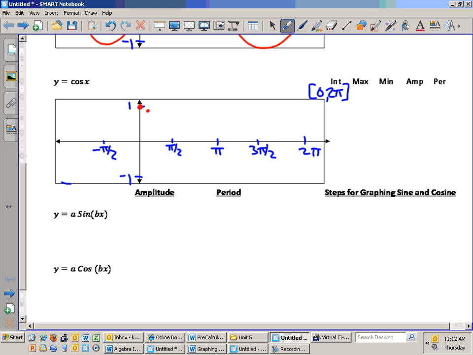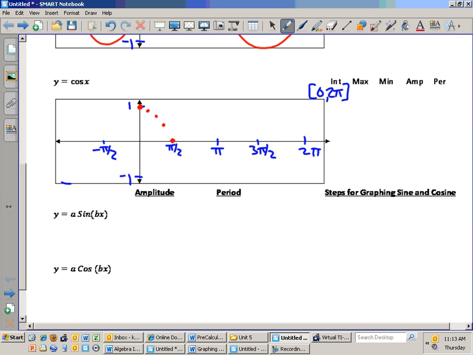What's the x value at pi over 4? Square root of 2 over 2, or 0.707. What is the x value at pi over 3? 1/2. And what is the x value at pi over 2? 0. What do you notice? It's doing the same thing.